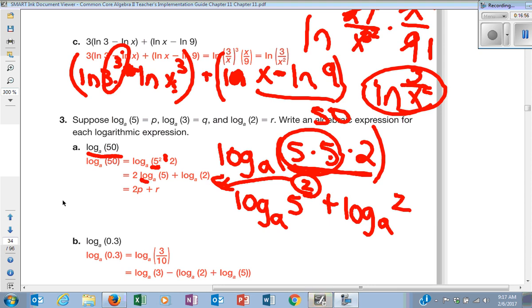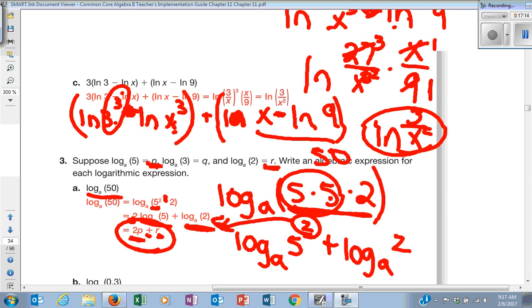And anytime you see this right here, it's represented by a P. Anytime you see this right here, you can replace it with an R. So they did what's called substitution. The 2 stays there, so you have 2P plus an R, and that's where this comes from. So these are very good examples.